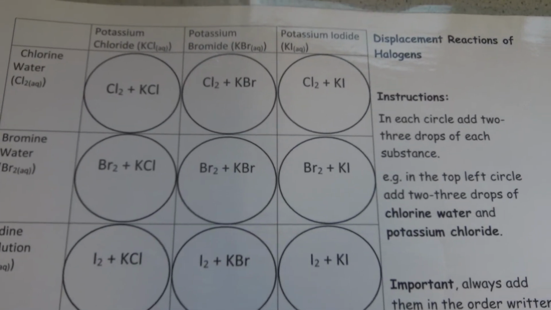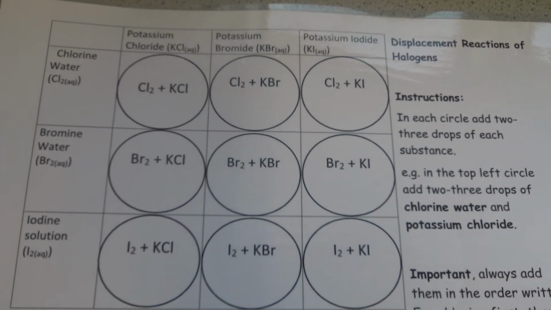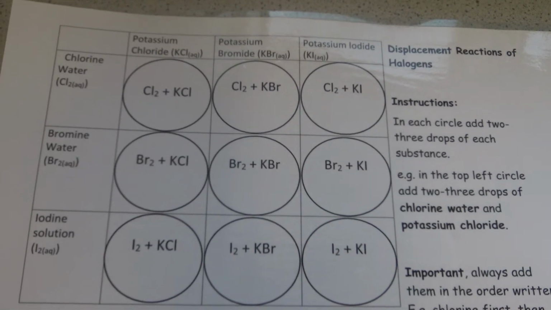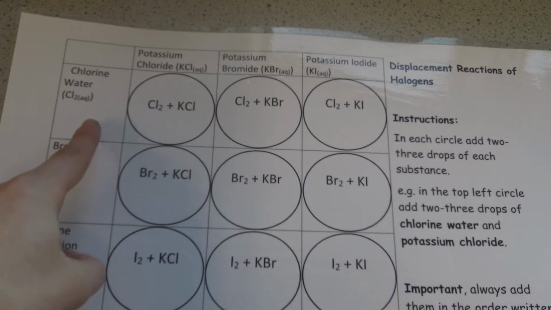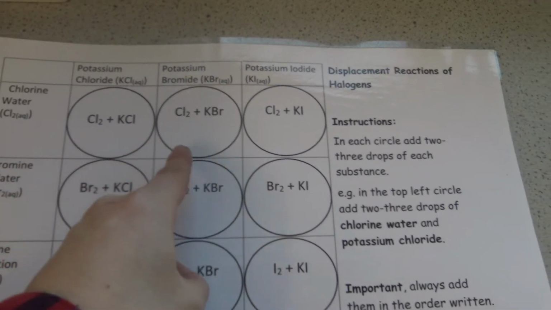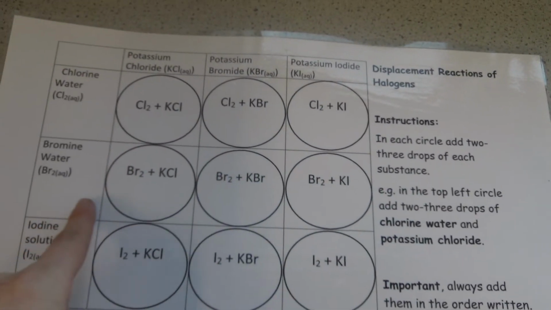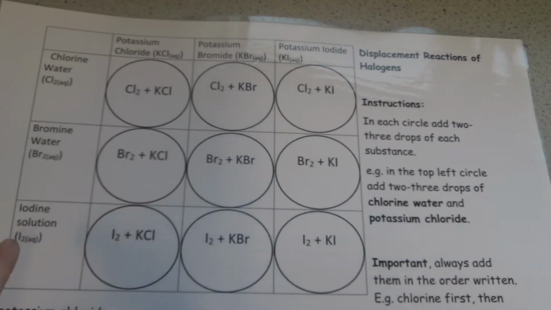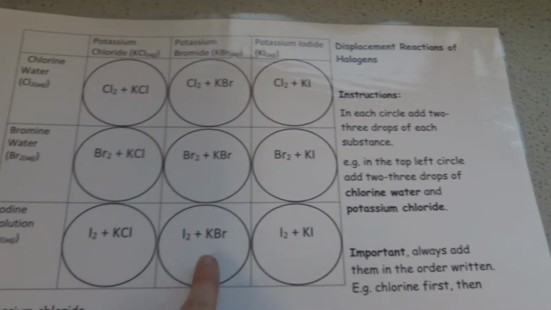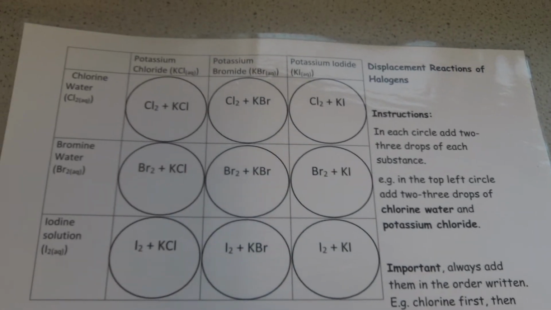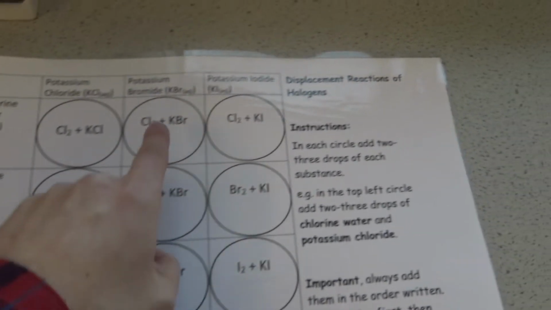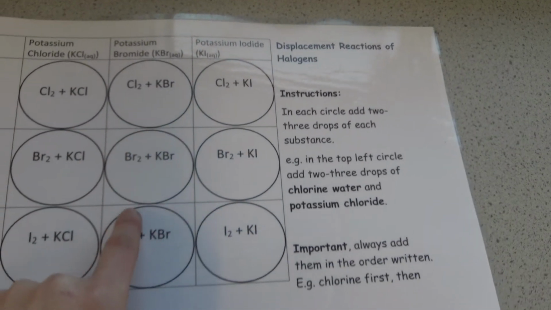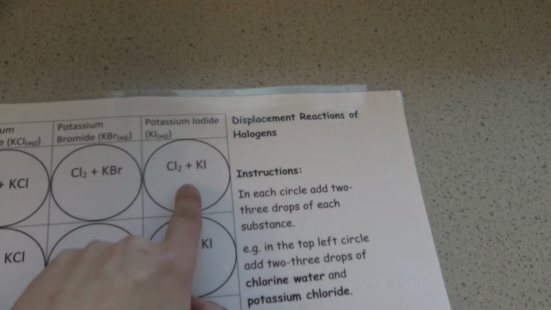written on the different chemicals that I'm going to add on to the different spotting tiles. So this top row here is going to be filled up with chlorine water. This second row is going to have bromine water along these three, and this bottom row is going to have iodine along the bottom. This column is going to have potassium chloride going down. This column is going to have potassium bromide going down, and this is going to have potassium iodide going down.